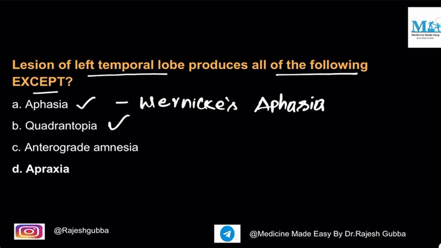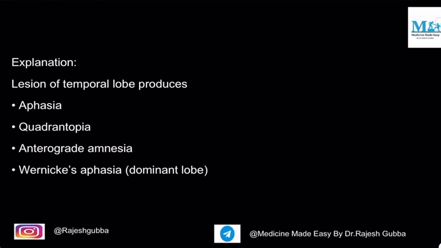And there will also be quadrantanopia, and there will also be development of anterograde amnesia. But remember, apraxia is not a feature of the left temporal lobe lesion. Very important point, right? Next question.